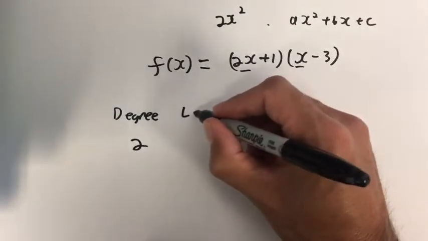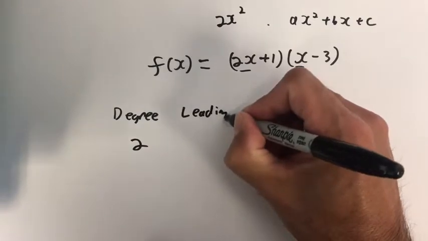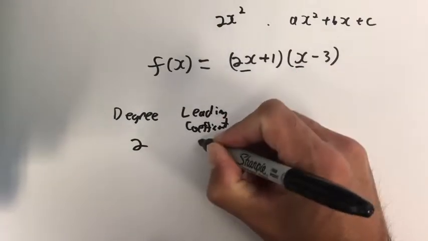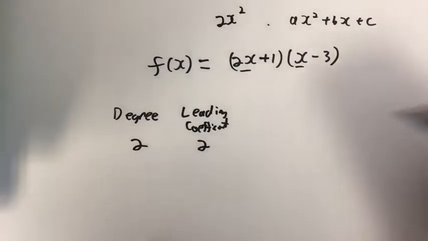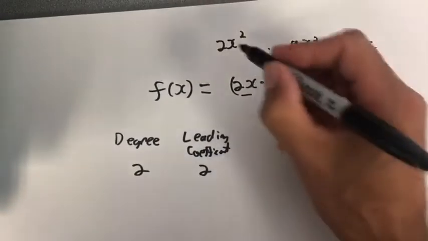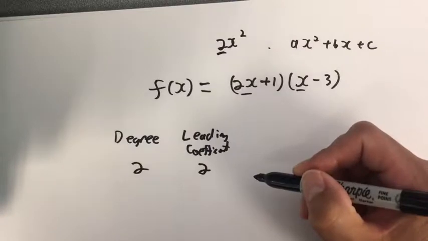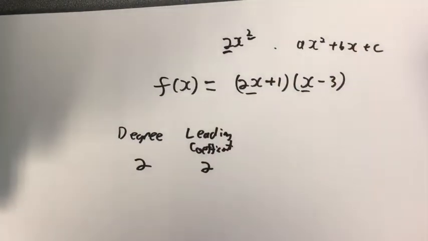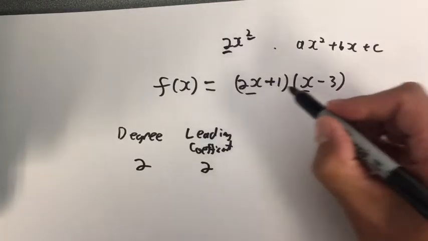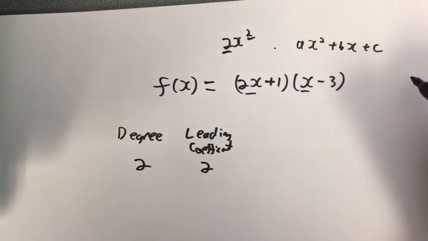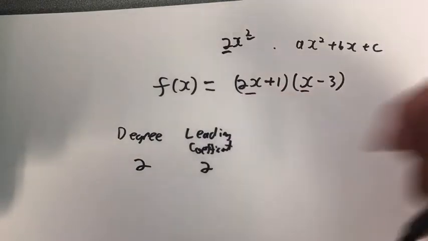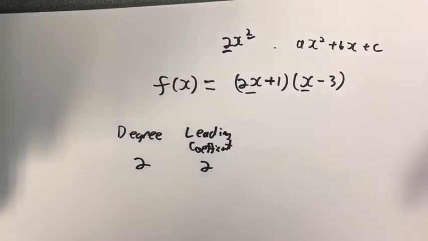And my leading coefficient is also going to be 2. My leading coefficient is 2 because I've got that positive 2 there. And my degree is 2 because the exponent is 2. And I got this by multiplying the first term from each of the brackets after carefully making sure the highest order x term is at the beginning of each of those brackets.